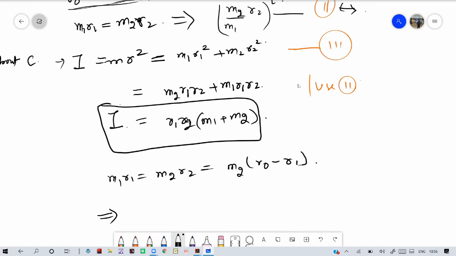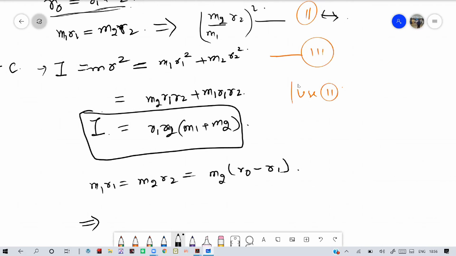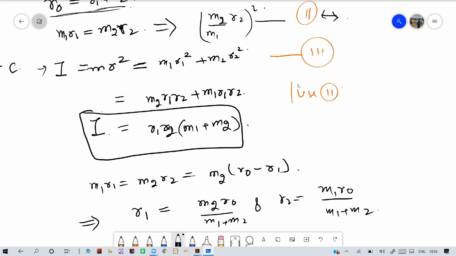So it gives us r1 is equal to m2 r0 divided by m1 plus m2, and r2 will be equal to m1 r0 divided by m1 plus m2. Is it okay? Because this r0 is taken out common here. Similarly, for the case of r2, you can derive the equation like this.